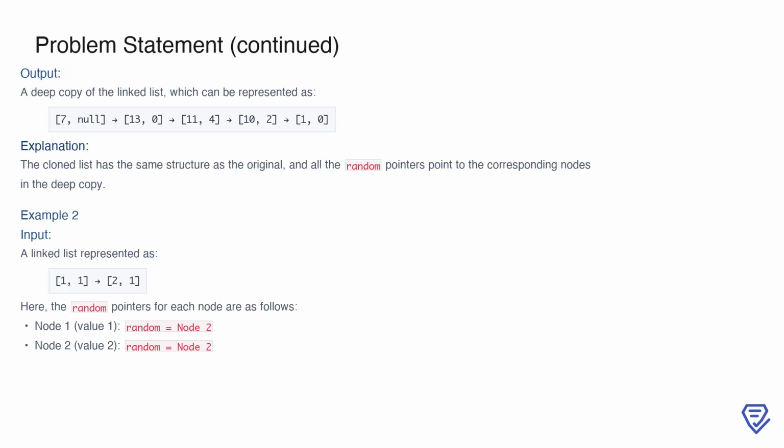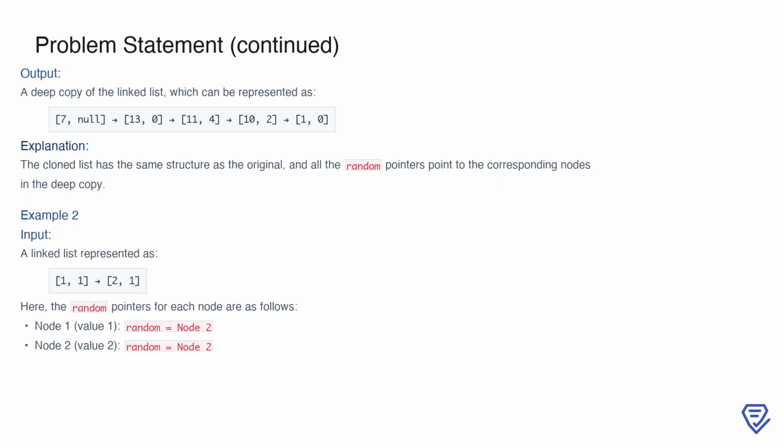Now, let's examine the output for the first example. The deep copy of the linked list should look identical to the input, represented as 7, null, 13, 0, 11, 4, 10, 2, 1, 0. The structure of the clone list matches the original. All random pointers in the deep copy point to the corresponding nodes in the clone list, not the original. For instance, in the deep copy, the second node with a value of 13 has its random pointer pointing to the new version of the first node, just like the original. This ensures that the deep copy is completely independent from the original list while maintaining the same structure.